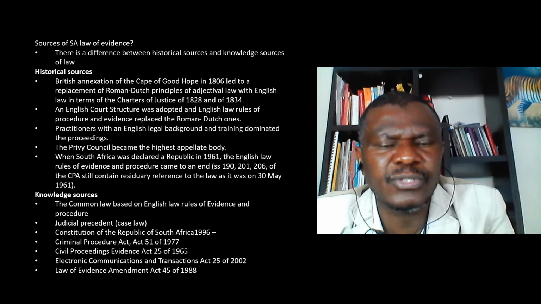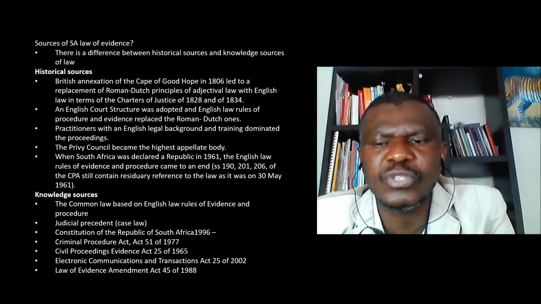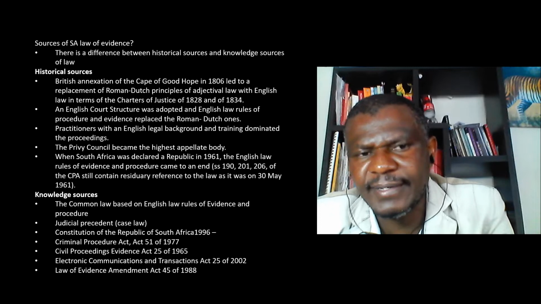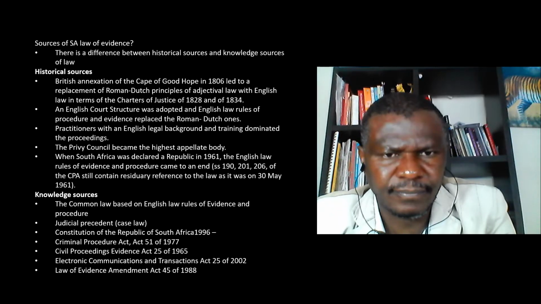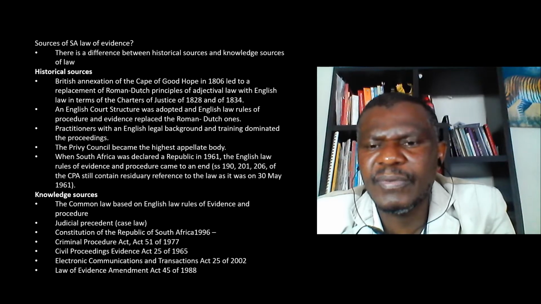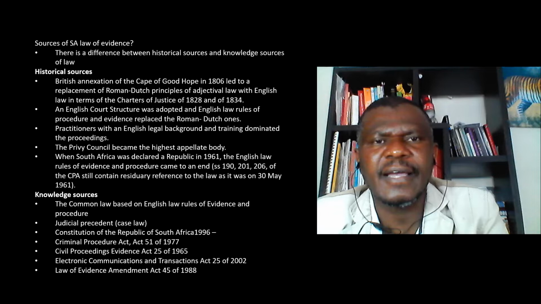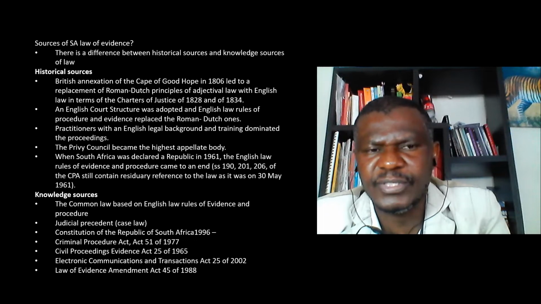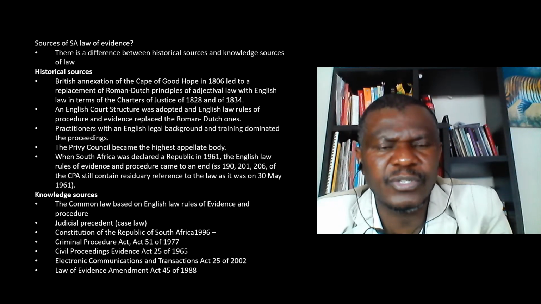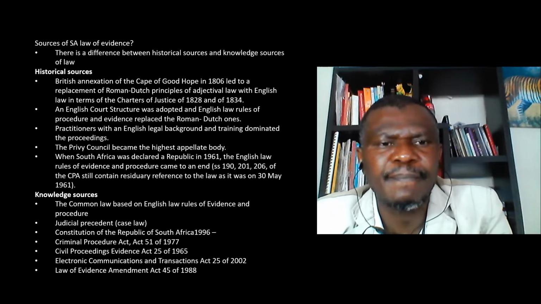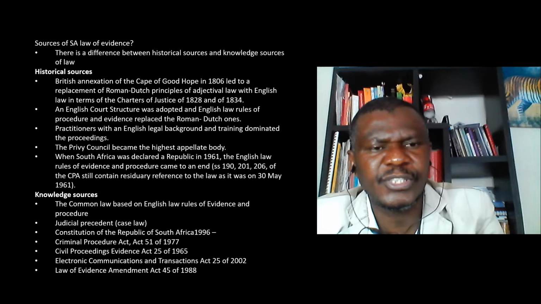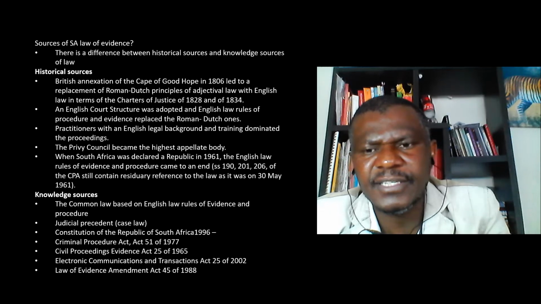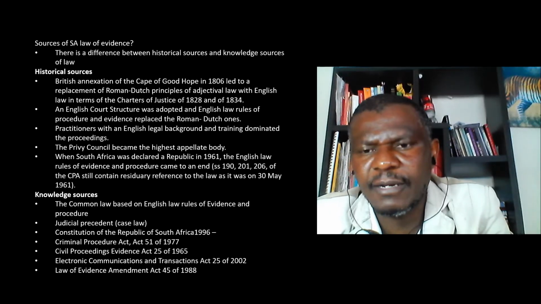So, having spoken about historical sources, we must remember that we have what are called knowledge sources. By this we mean those sources that one refers to when they have a question. For instance, if you want to know whether a particular witness is compellable or competent to present evidence, you revisit those principles of common law based on English law rules of evidence and procedure, or you consider case law, which is judicial precedent, or you can read the Constitution of South Africa. There are sections that are specific to evidence and criminal procedure.